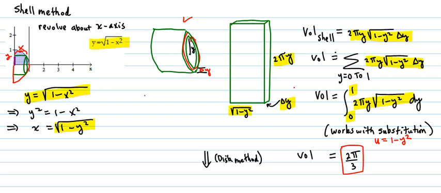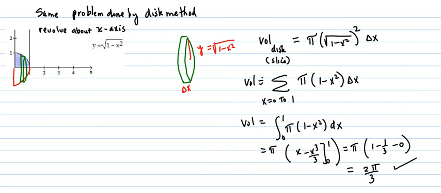Now, interestingly, this problem can also be done with the disk method, and it's actually a little simpler. So let's do that. So coming over to here, same problem done by the disk method. And now you have your cuts going vertically, delta x slices, with the height being the radius being the y, but that's at an x location. That's the square root of 1 minus x squared.